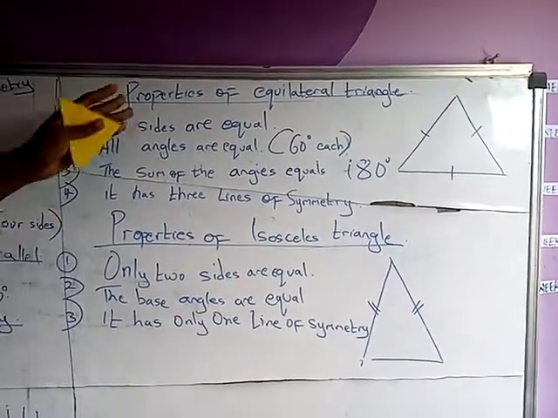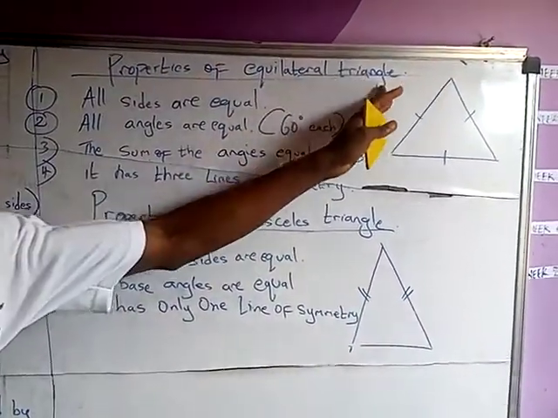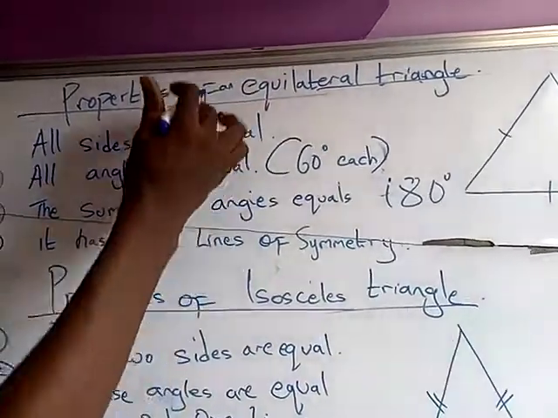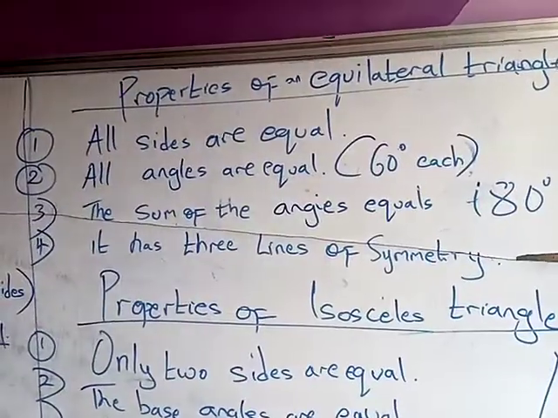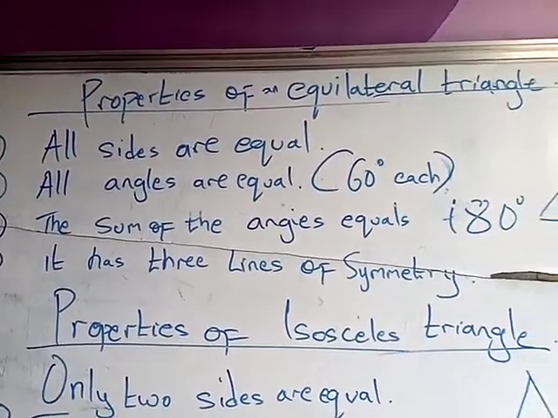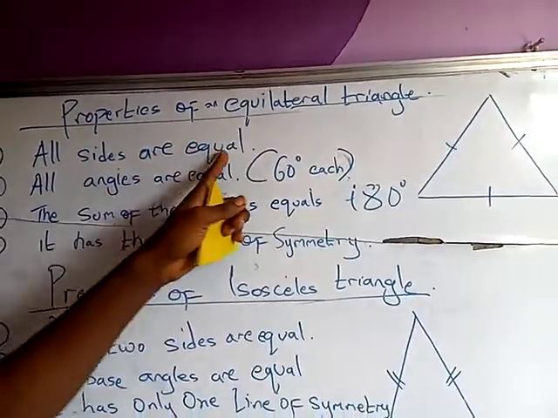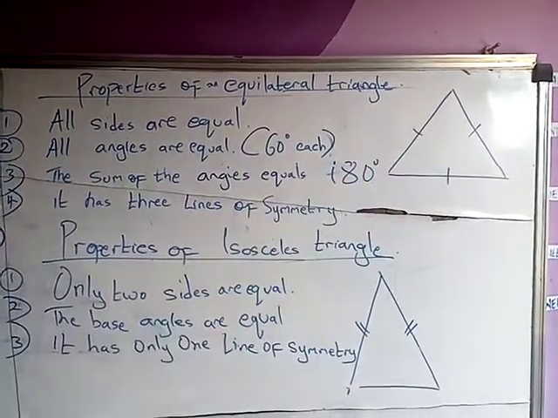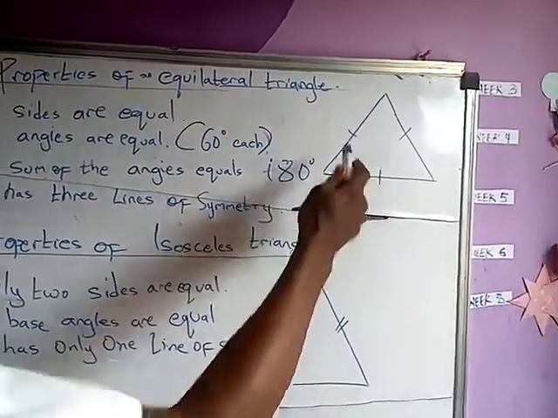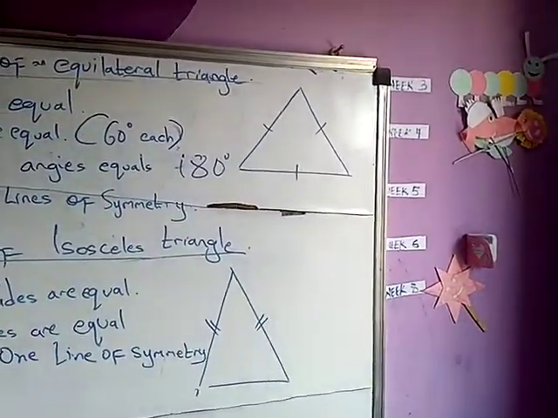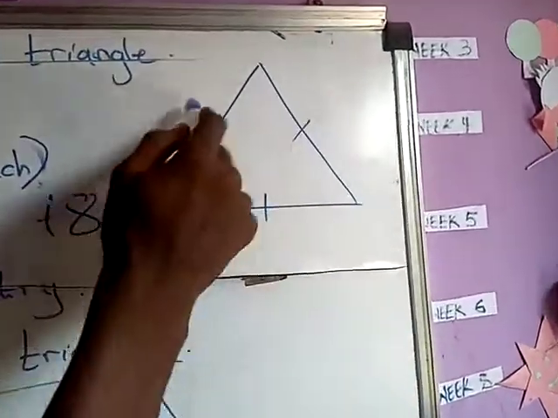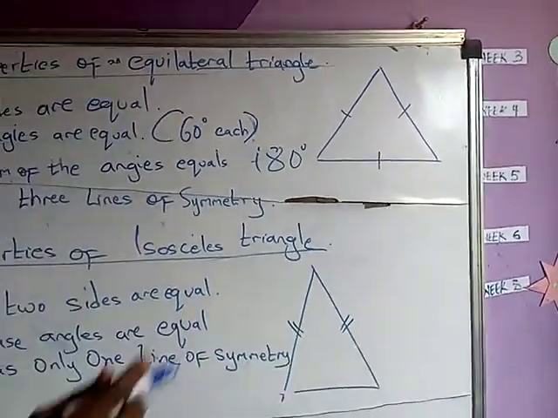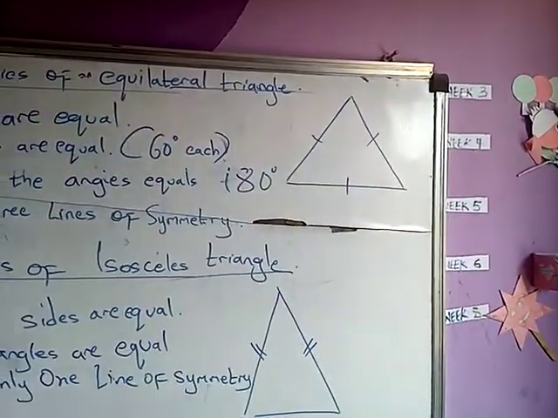Firstly, we have the properties of an equilateral triangle. 1. All sides are equal. All the sides of an equilateral triangle are equal. Then maybe in the textbook you see this kind of sign. It shows that these sides are equal. In the equilateral triangle, equi from the word equal, all the sides are equal.